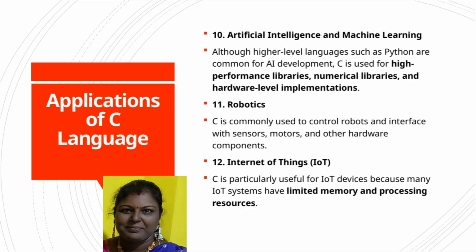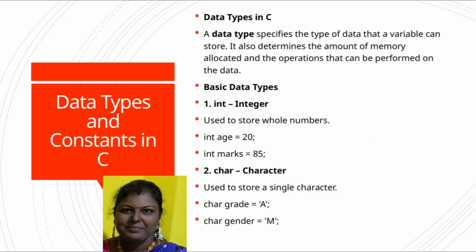Let's talk about data types in C, a fundamental concept that tells us what kind of data a variable can hold. It also decides how much memory to set aside and what operations we can perform on that data. The two basic types we start with are int and char. Int is for whole numbers, like age or marks. Char stores a single character, such as a grade or gender. Understanding these basics is key to working effectively in C.